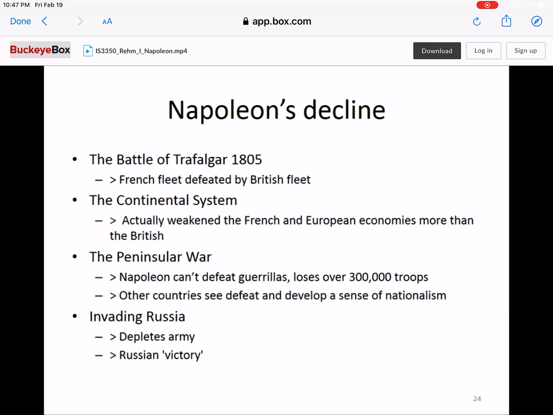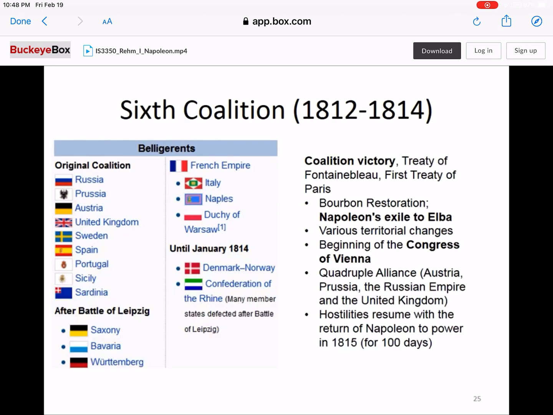The Peninsular War also shows that Napoleon can't deal with the guerrilla warfare that arises in Spain and Portugal, and he loses an enormous amount of soldiers, over 300,000 troops in that nasty war. And other countries see that he is actually not invincible and develop a sense of desire for self-government and nationalism. And invading Russia then clearly depletes the army and shows that Napoleon actually can lose wars. And so he will.